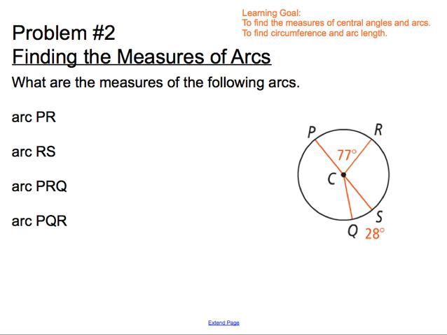So let's find some measures of arcs. Here, if we're looking for the measure of arc PR, we go to the central angle and we find that the measure of arc PR is 77 degrees.